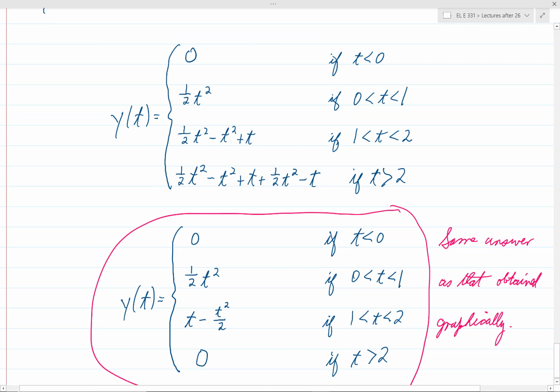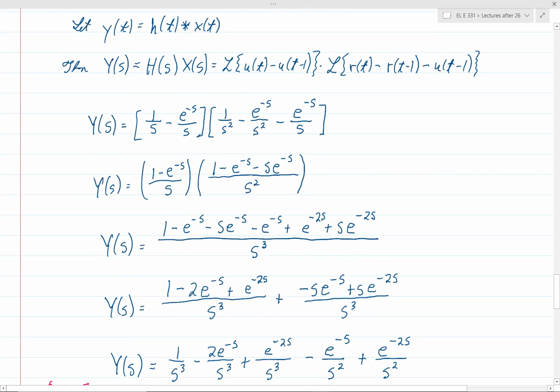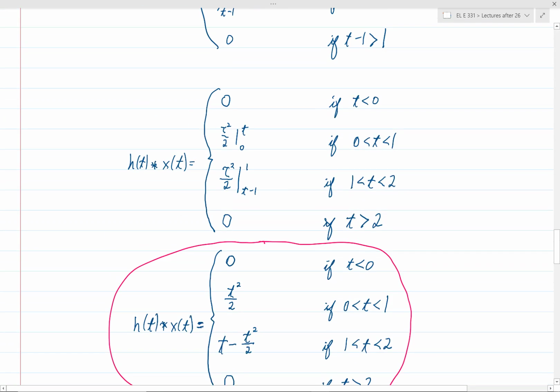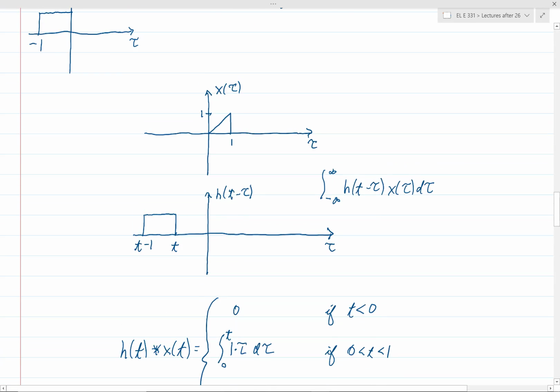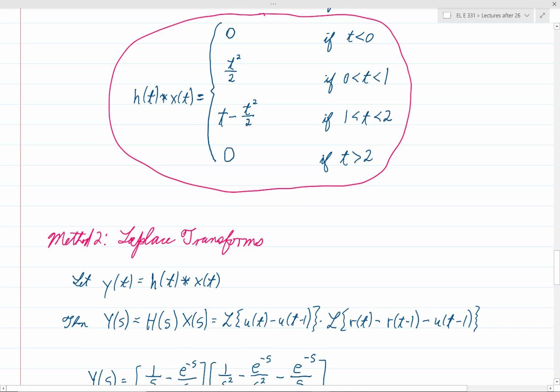And once again, I find all of this stuff that we had to do in here more tedious than what we did up here for the graphical method. So for this problem, I would prefer the graphical method. But now even for this problem, you may prefer method 2. But certainly the fact that I prefer the graphical method for this problem doesn't mean that I would prefer it for every convolution problem. So it's great to be aware of both methods of evaluating convolutions.